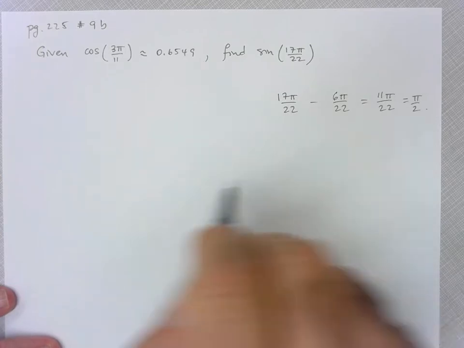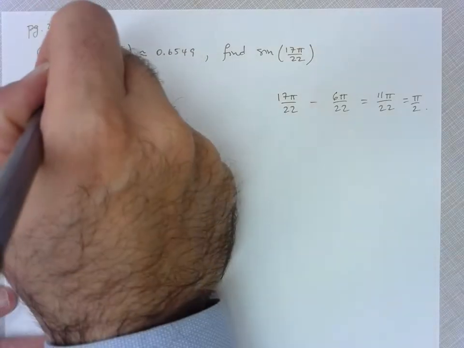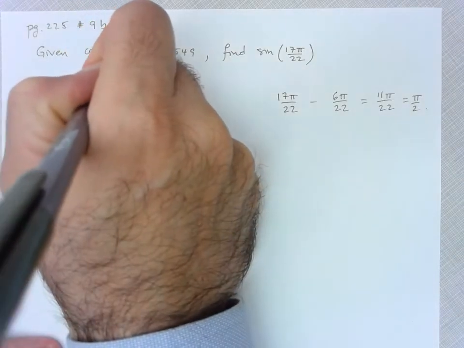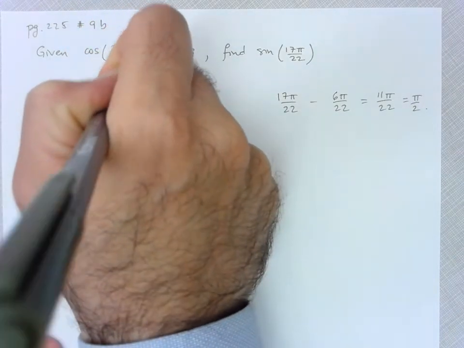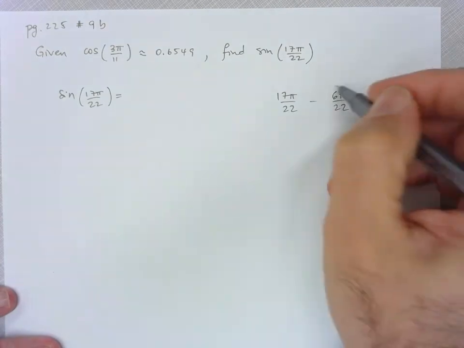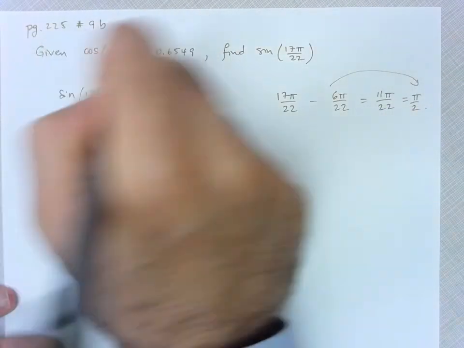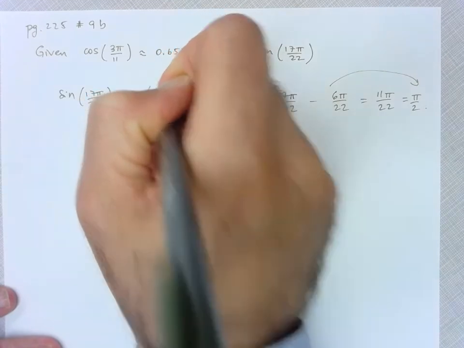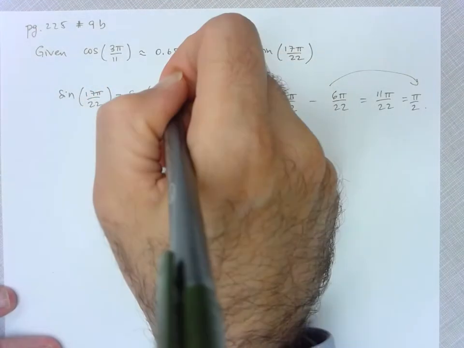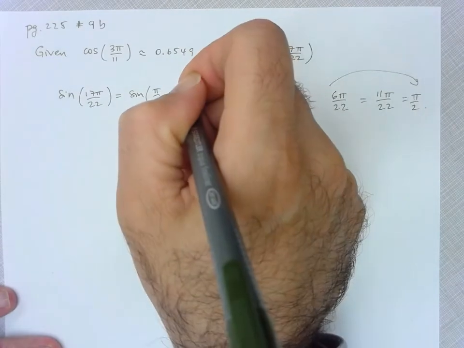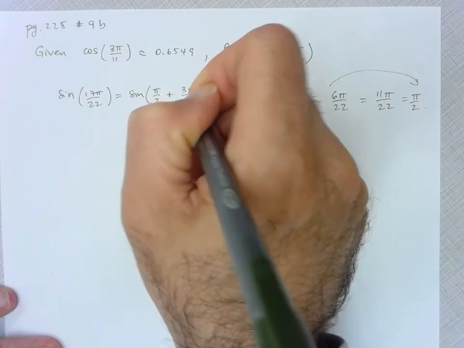And I think this is what's going to allow me to use one of my cofunctions. So here, let's start with sine of 17 pi over 22, which can be rewritten as sine of pi over 2 plus 6 pi over 22, which is just the same as 3 pi over 11.